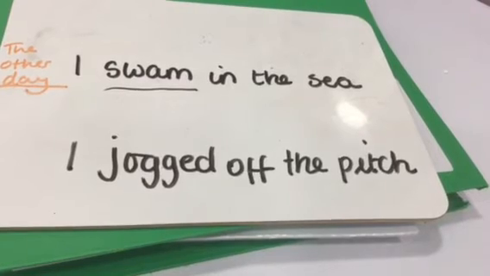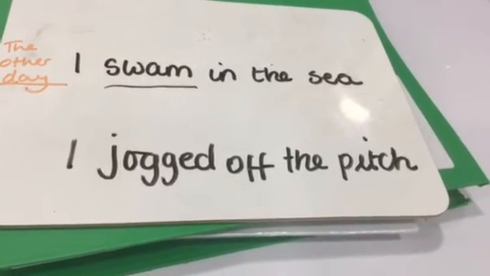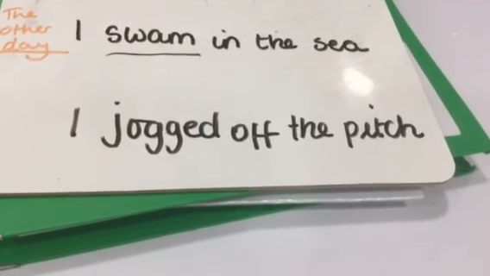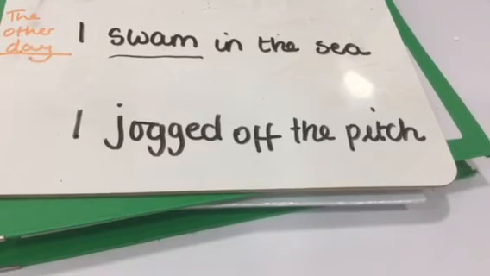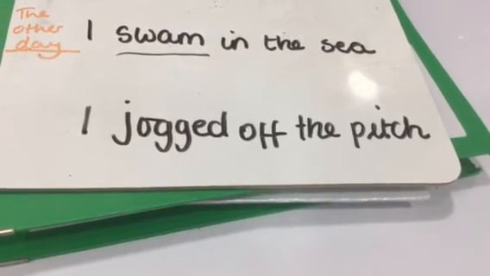Would you put something at the start of the sentence saying how, when or where the jogging took place? Would you fit it at the end of the sentence? Would you fit it in the middle of the sentence? Have a think about that one. I'm going to ask you that when you come back into class tomorrow. I'm going to say, what adverbial did you add into I jogged off the pitch?